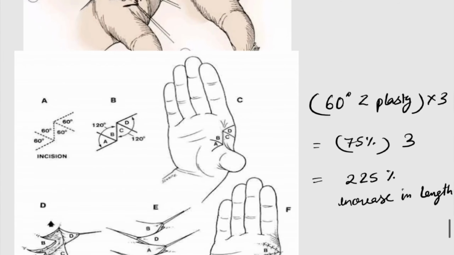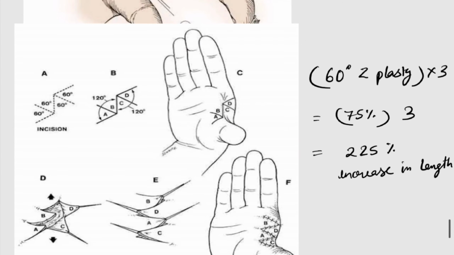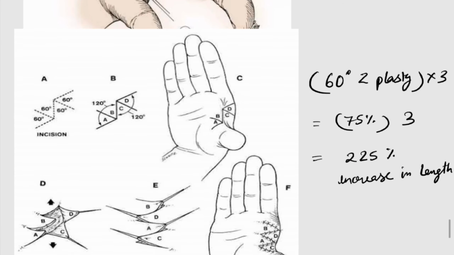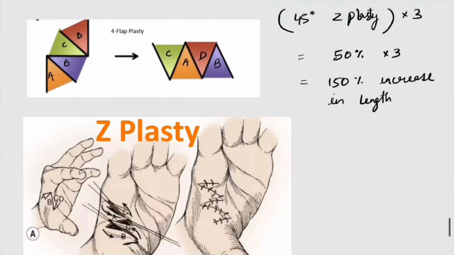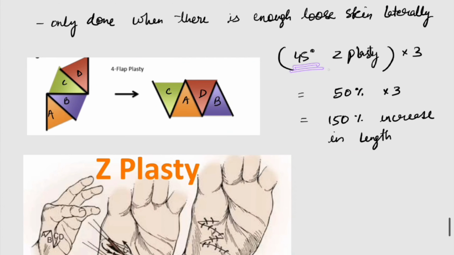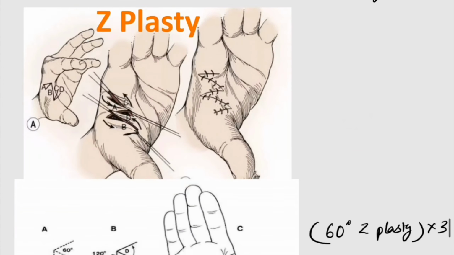This flap can also use 60-degree angles, and if the 60-degree angles are used, the cumulative increase in the length will be about 225%. If the 45-degree angle is used, the cumulative increase will be about 150%.